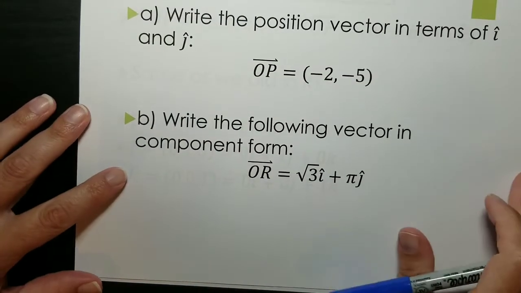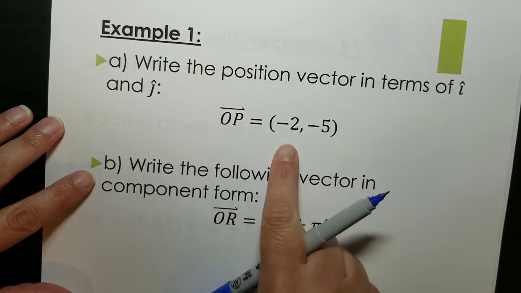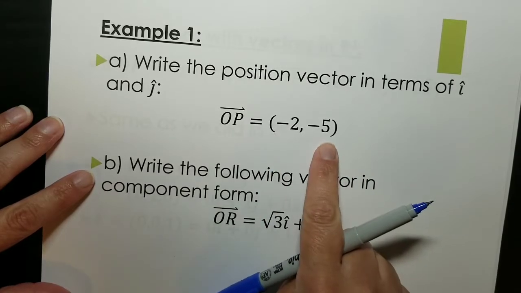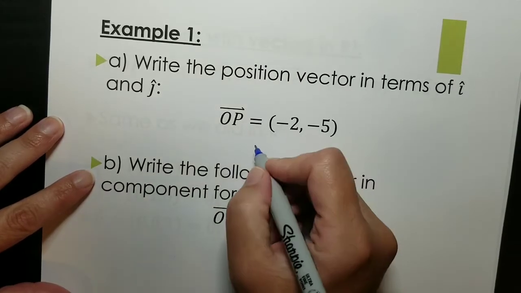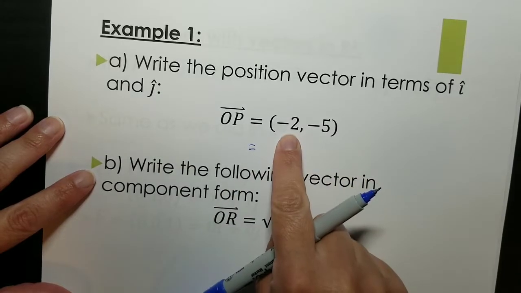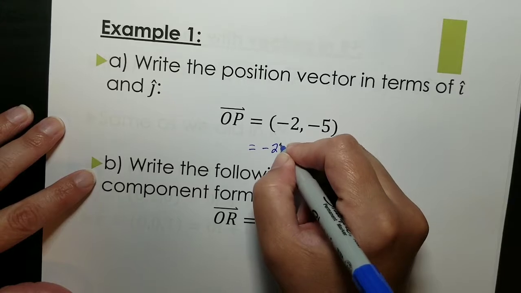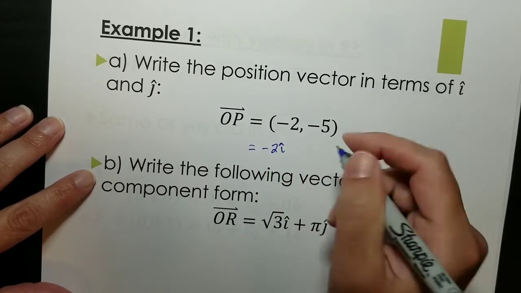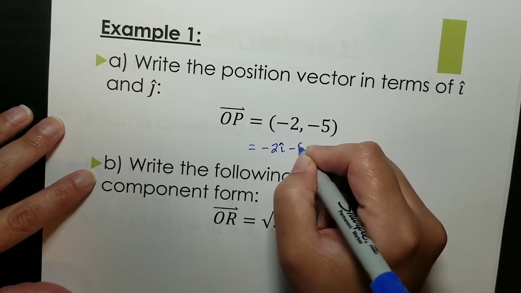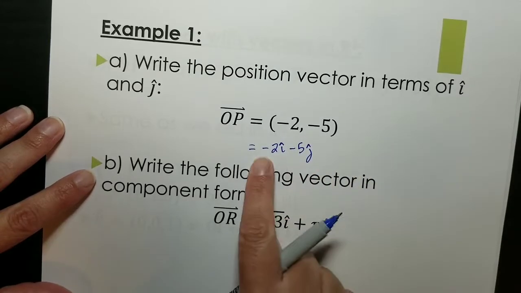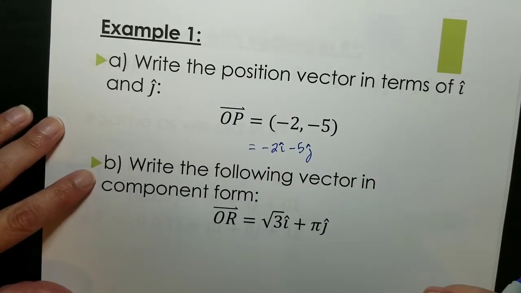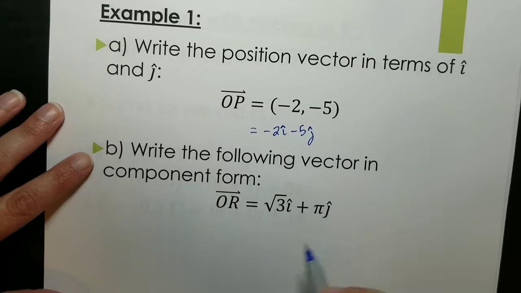So pretty easy here. We're just switching. This one is in component form. We want to write it in unit vector form. So this goes -2 in the i hat direction, so it would be -2 i hat, and -5 in the y direction, so -5 j hat. So that's just converting from component form to unit vector form.